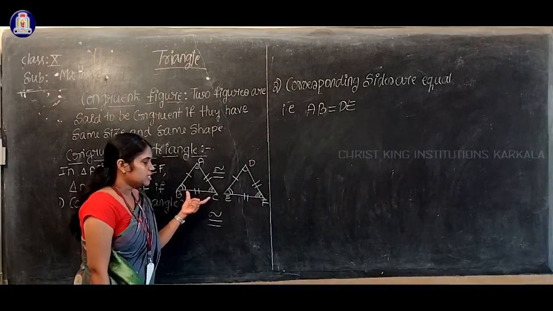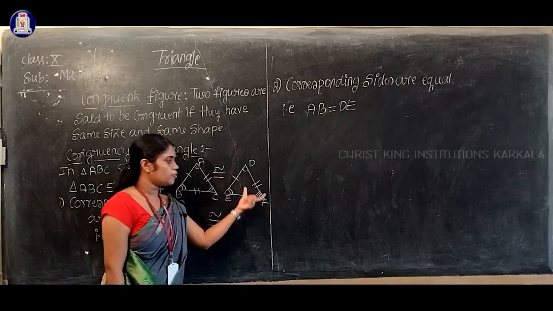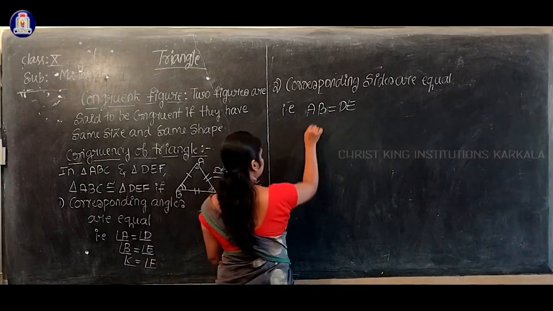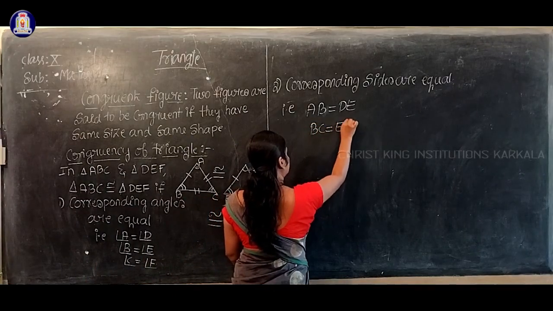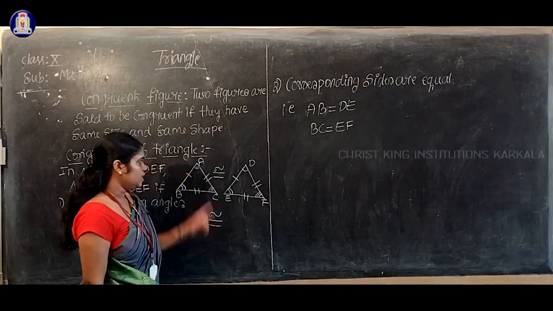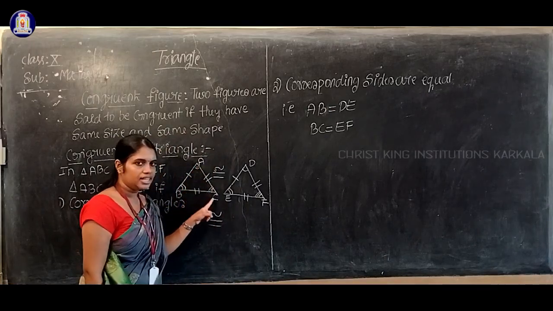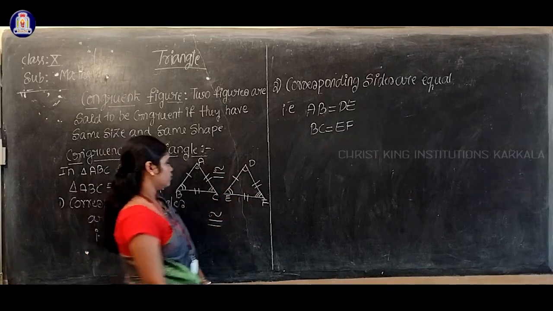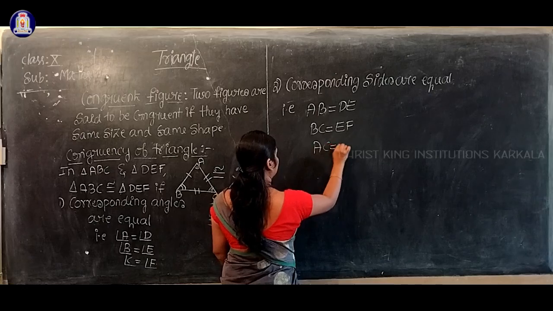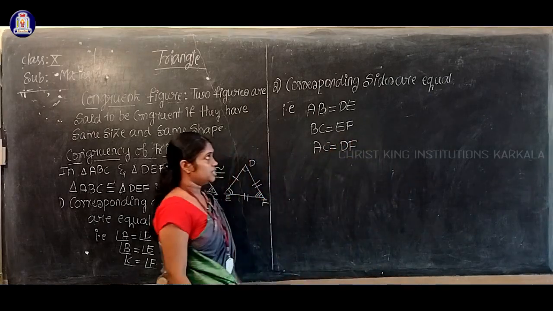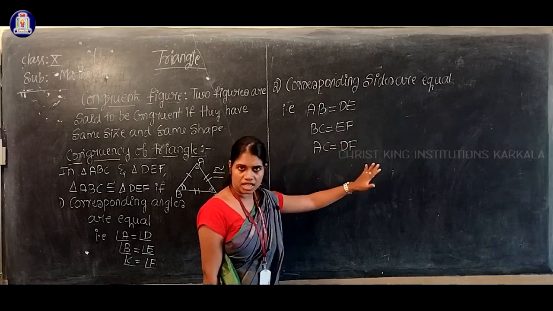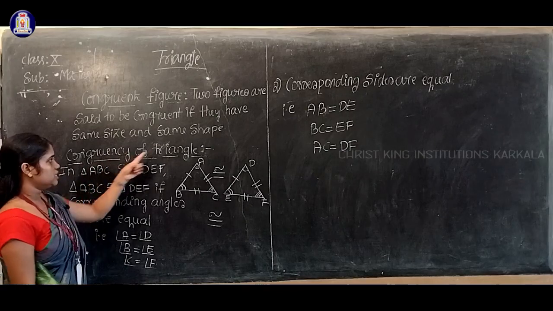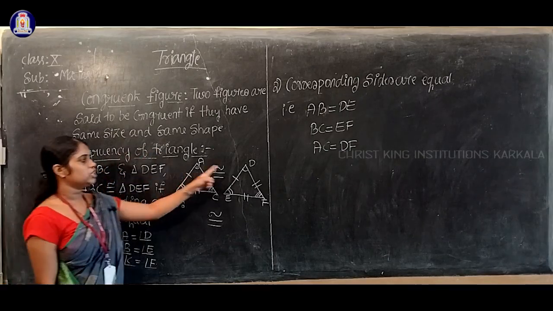Again, for the side BC, what is your corresponding side? Your corresponding side is EF, so side BC equal to side EF. Once again, for the side AC, your corresponding side is DF. So AC equal to DF. This is about corresponding sides being equal. So now, when can we say any two triangles are congruent? Congruency of triangle. I will consider two triangles.